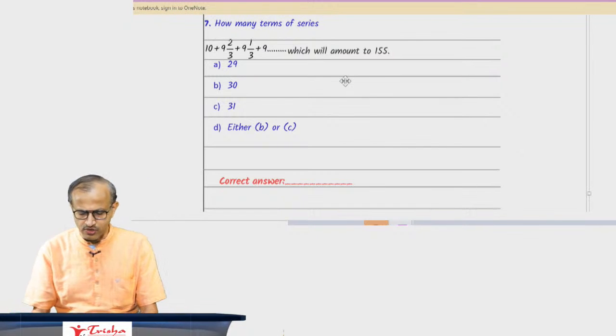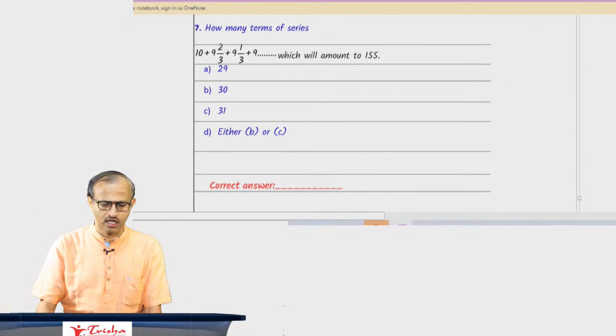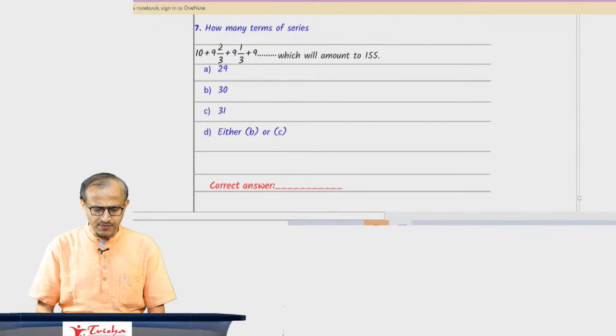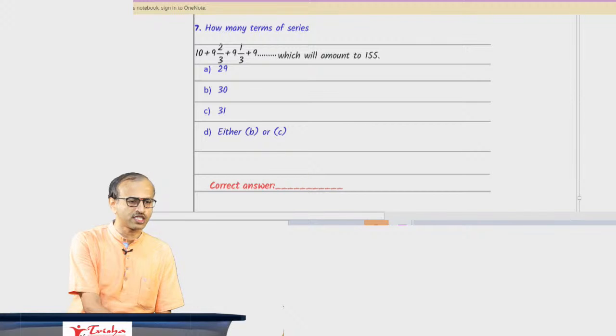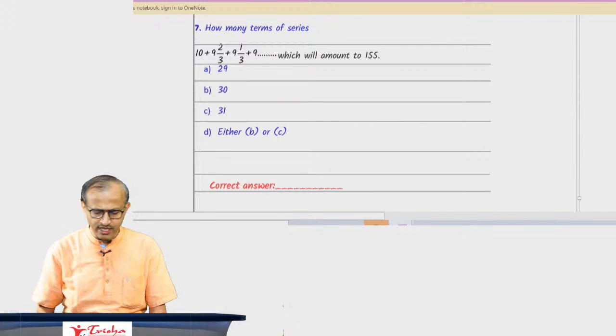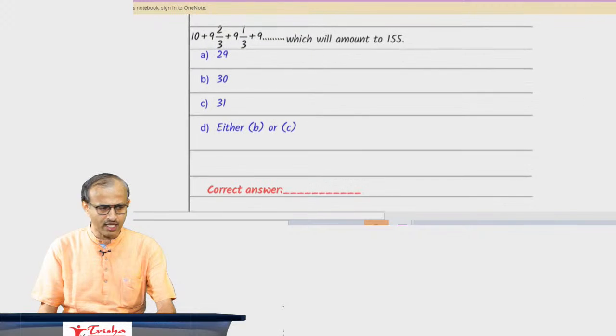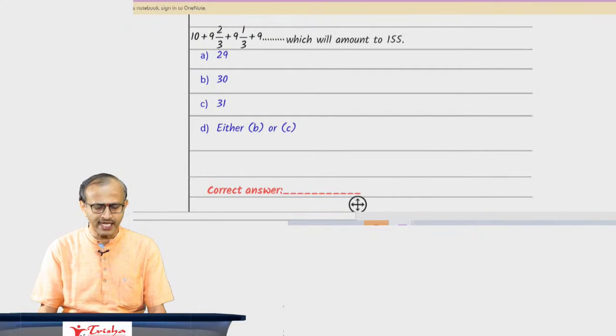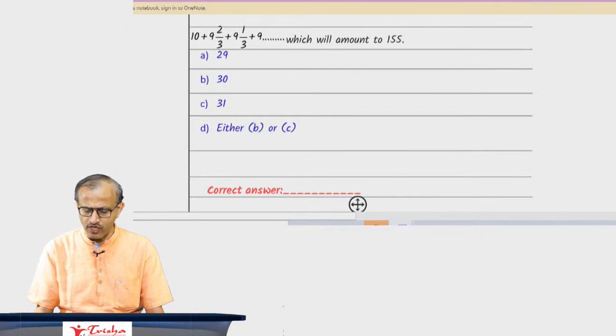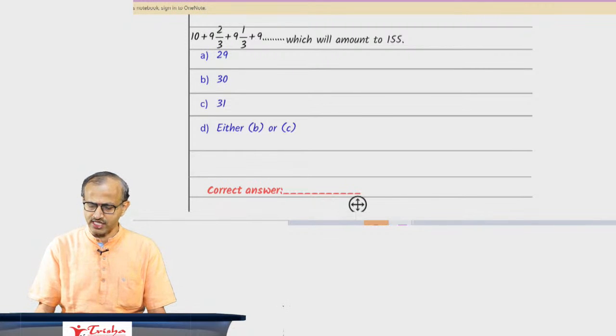The question goes this way. How many terms? All of you are able to refer this question? Okay. How many terms of the series 10, 9 2/3, 9 1/3, 9, etc., will amount to 155?